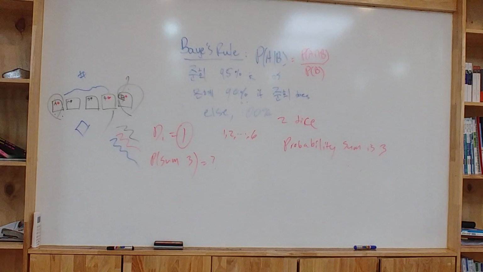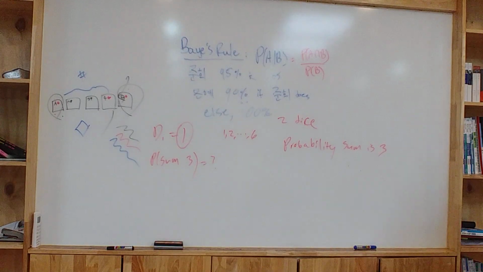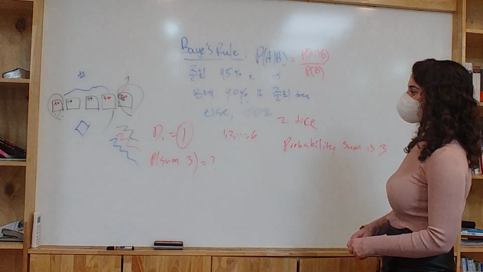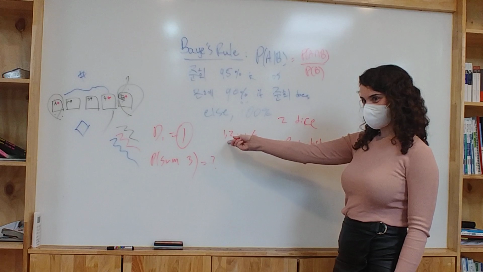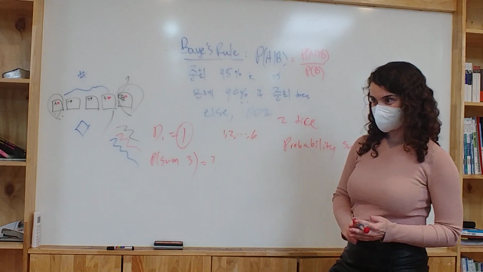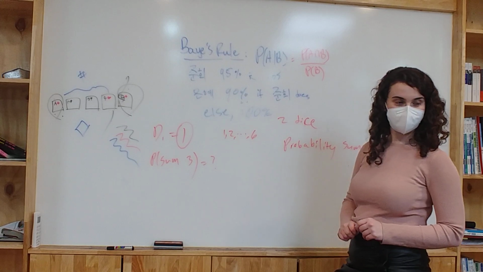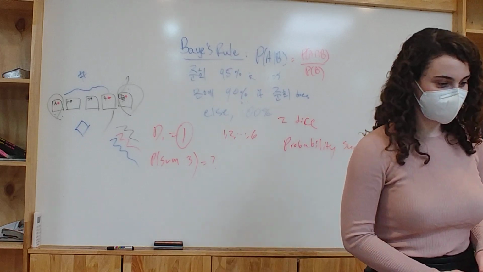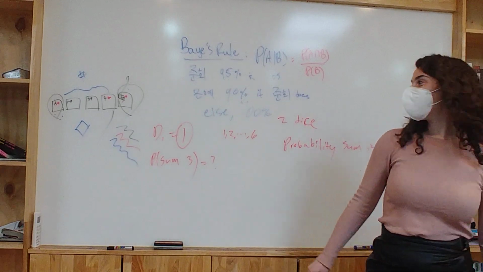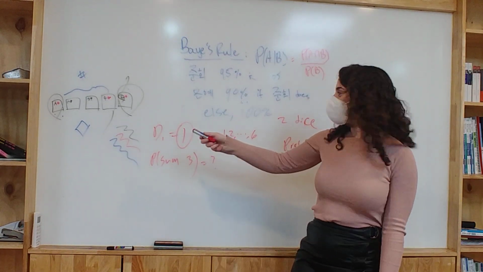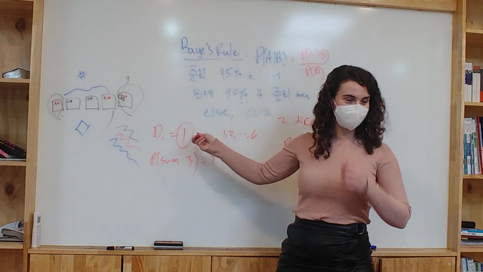Then, probability of the sum is 7. The first die is 1 is given. Given. 1 of 6. 1. Yes. Okay. Now you do the probability that the sum is 3 given that the first die was 1.